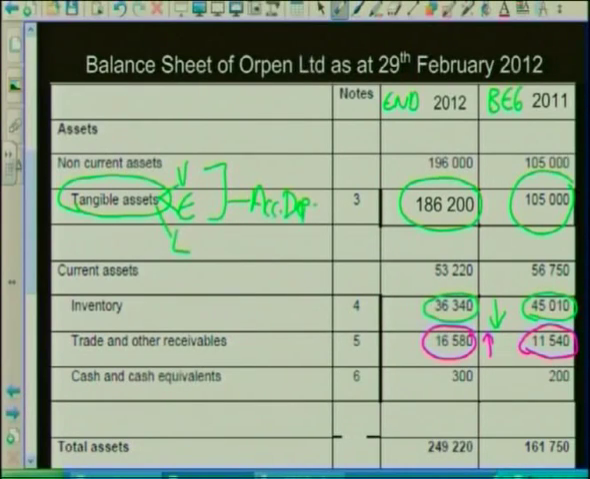Okay, so I cannot assume that if I'm going to subtract these two amounts, I am now going to get my total of land and buildings that was purchased. So let's now look at a calculation that's going to help me work out what was the cost of the land and buildings that was purchased. How much did we spend on land and buildings?